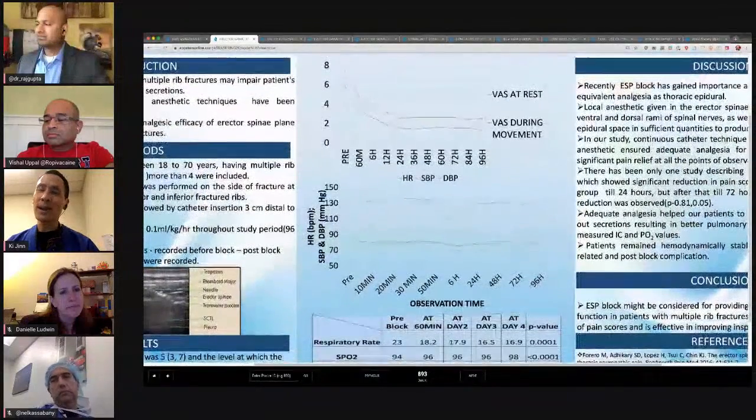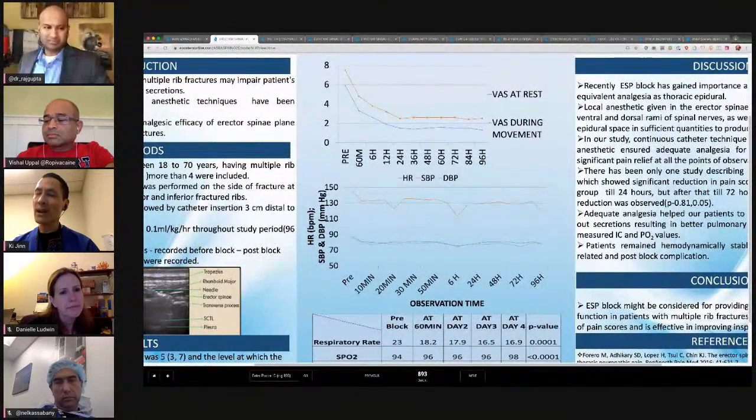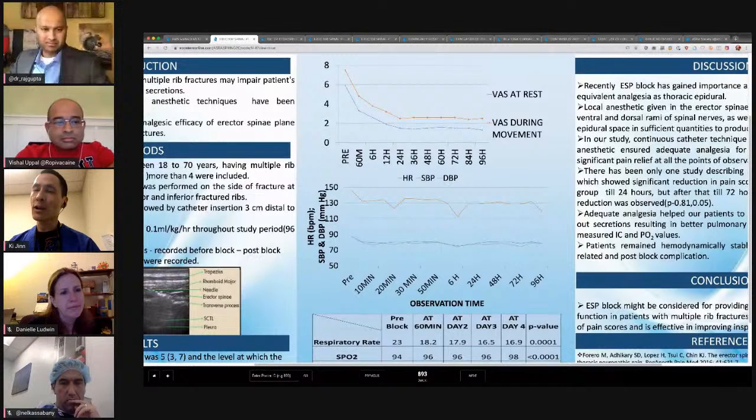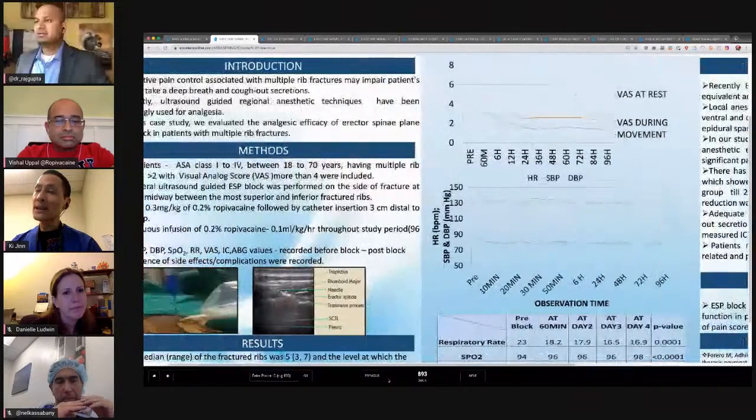Just a note about the methods. It's not clear there, but when they talk about the 18 to 70 years old and ASA 1 to 4, I suspect that's inclusion criteria and not actually demographic data on the actual patients that were included. I read that. I suspect that. But yeah.